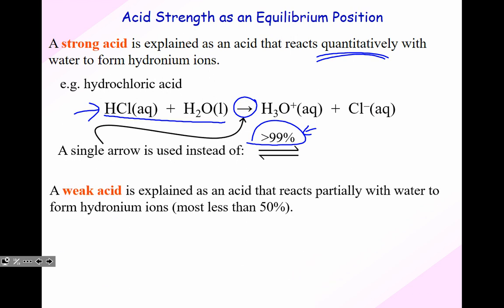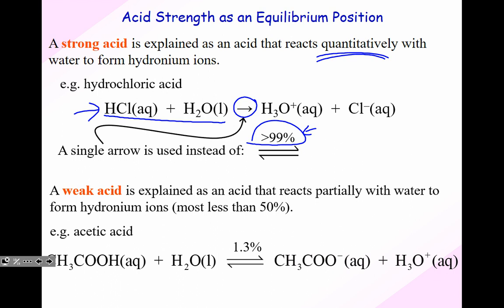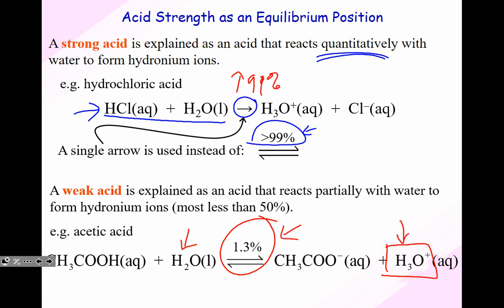So a weak acid, however, is explained as an acid that reacts partially with water to form hydronium ions, and it's usually less than 50% of the time. If you look at acetic acid, it's going to react with water to form your hydronium ion only 1.3% of the time, as opposed to more than 99%. So in this case, we don't get a lot of hydronium ions. It's a weak acid because we don't have a lot of these guys. Hydrochloric acid is the strong acid because we have a lot of these guys. And it's the presence of the hydronium ions that gives an acid its acidic properties.